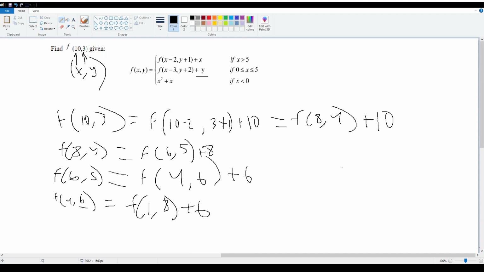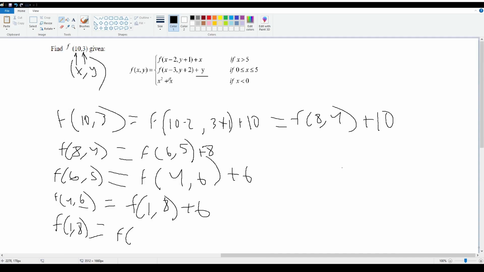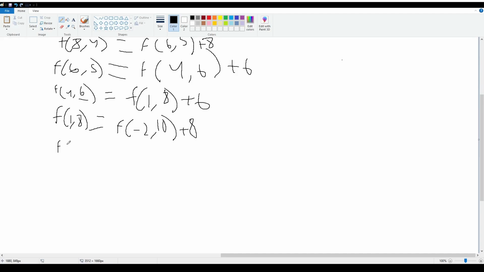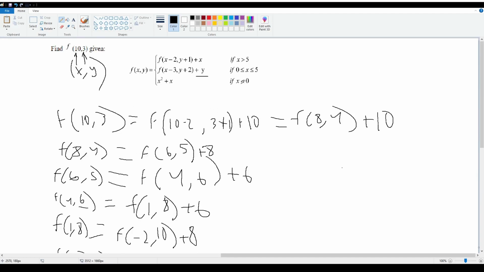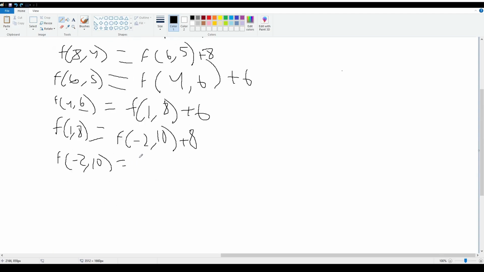Once again, it satisfies this middle parameter, so we go down. This f of 1, comma 8 satisfies this parameter. So it's going to be f of x minus 3, which is negative 2, y plus 2, which is 10, plus 8, which is y. Now we have f of negative 2, comma 10. This finally satisfies the last parameter: if x is less than 0, it's x squared plus x, which is negative 2 squared, which is 4, plus negative 2, which is equal to 2.